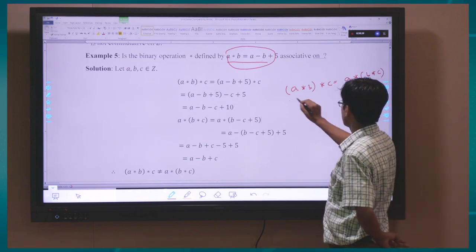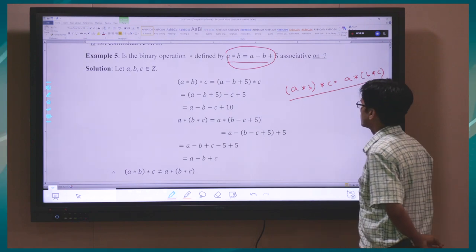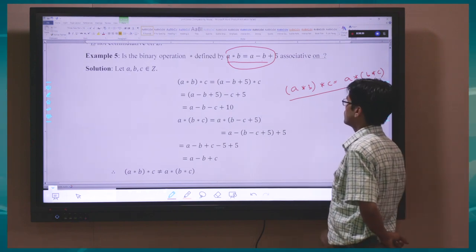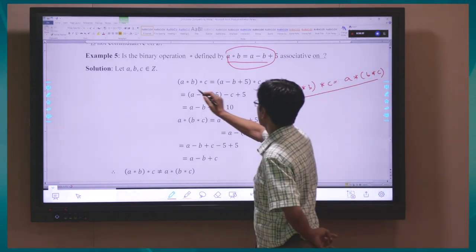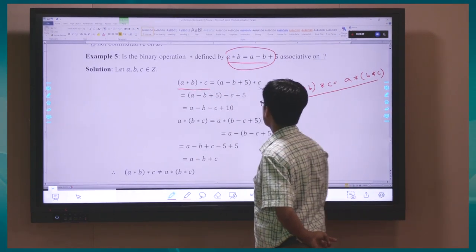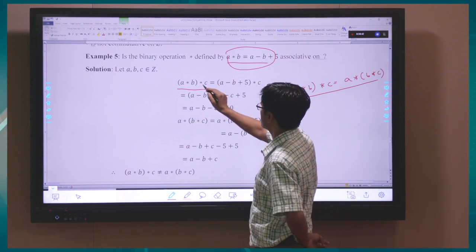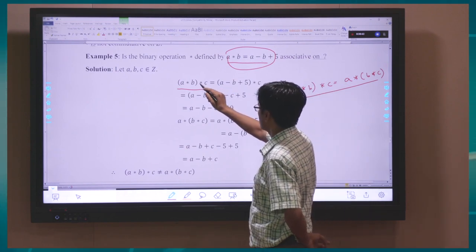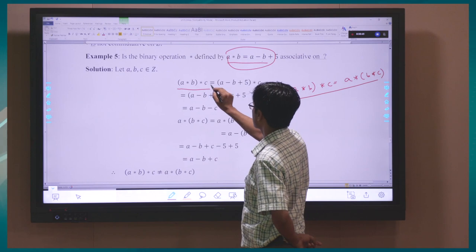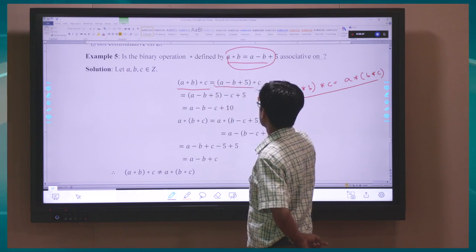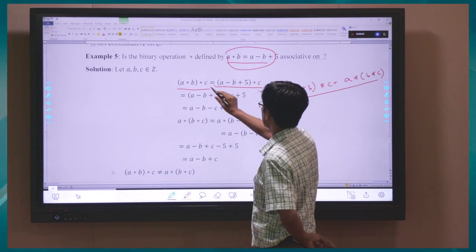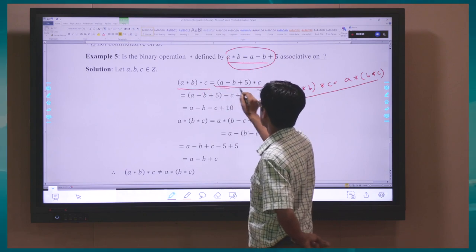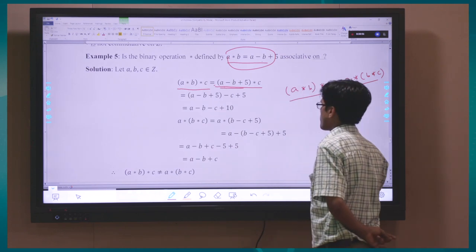If this result is satisfied, then star will be associative. So first, the left hand side part: bracket A star B, star C. Here A star B is defined by A minus B plus 5, so in place of this we put this result, then star C.